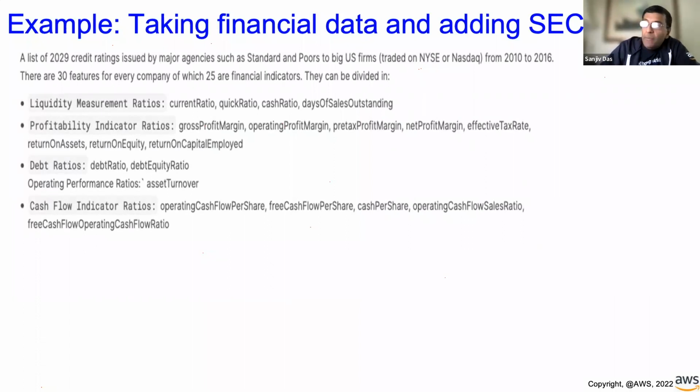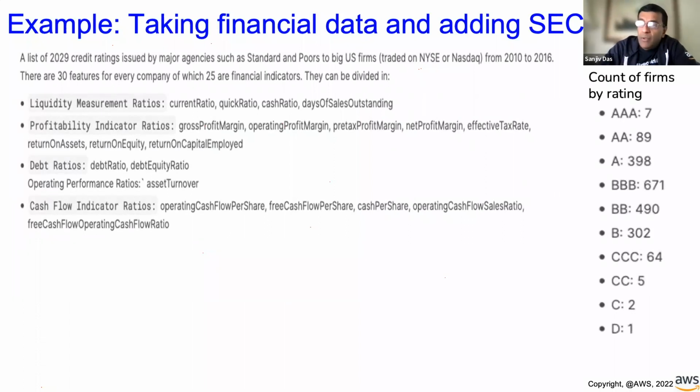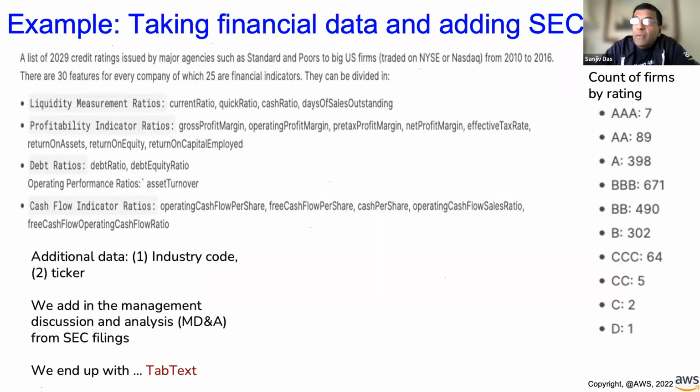That's the tabular data. The data set has a bunch of ratings. This sort of reflects the standard distribution of ratings in the US economy. Few AAAs, more AAs, even more single A's, and so on. To that, we added industry code. Obviously, we know industry is an important variable in determining a rating of a firm, but we also added ticker.